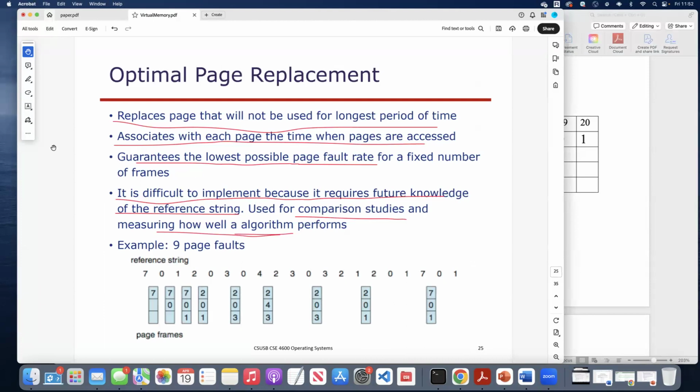But the thing is, it's impossible to implement this in the operating system because this future knowledge of the reference string is not knowable. It's unknown before this process runs on the CPU or before this process terminates. So we can only use this for the theoretical comparison study, not implement this in the operating system. Okay, this is all about the optimal page replacement algorithm.